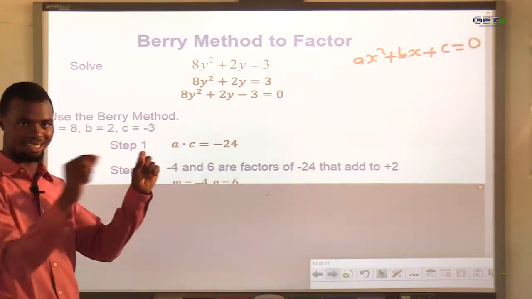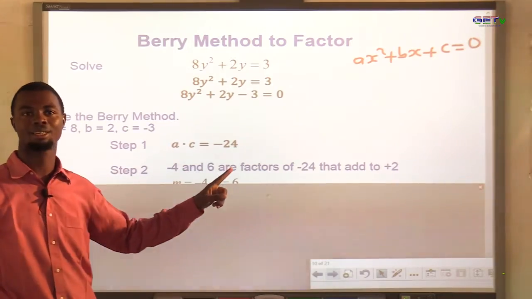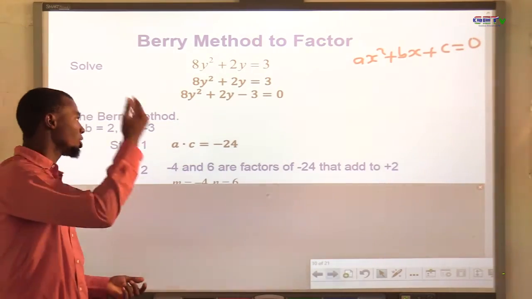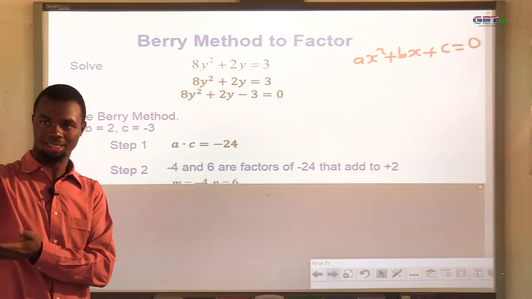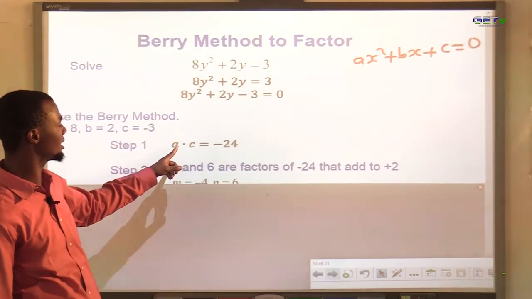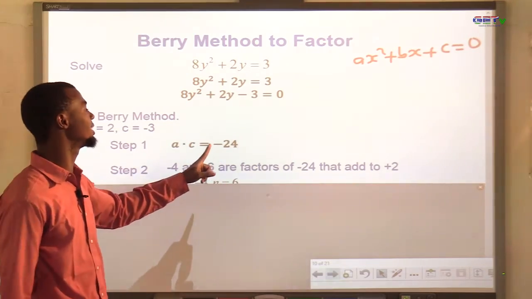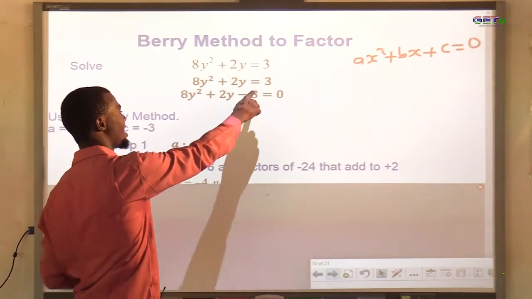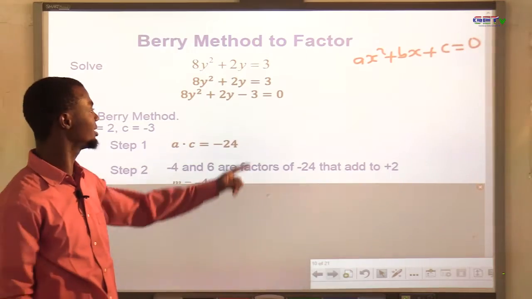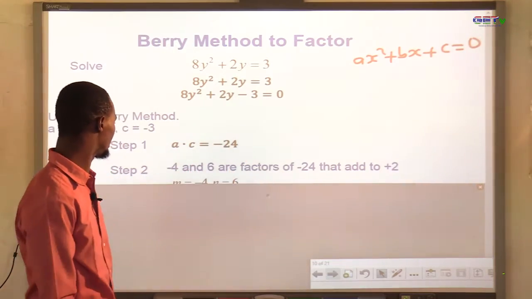Step 1: AC. AC here is when you multiply the coefficient of the square term and the constant. This, what you are seeing, A dot C, means A times C. That will give you negative 24. That is 8 times negative 3, which gives you negative 24.